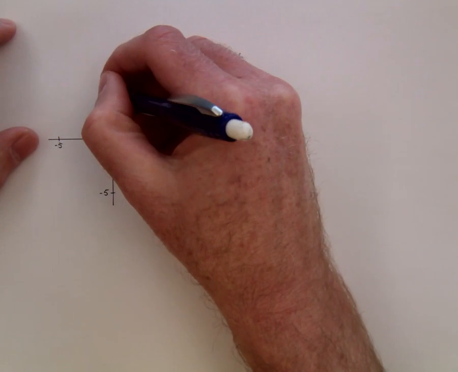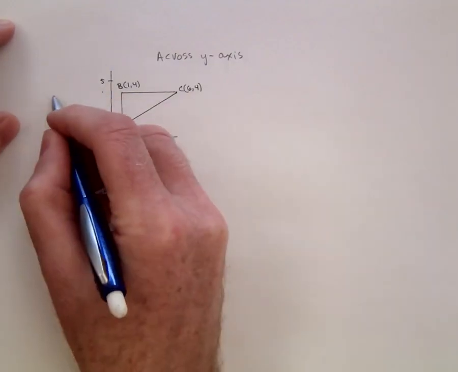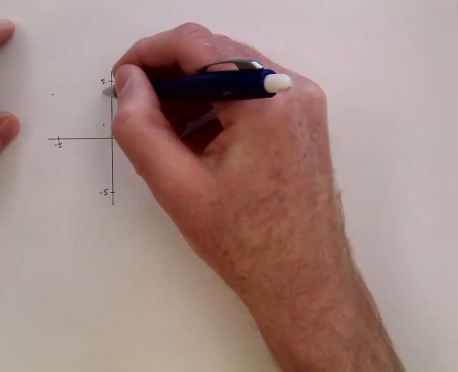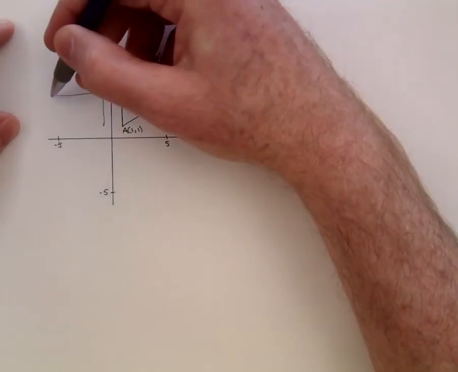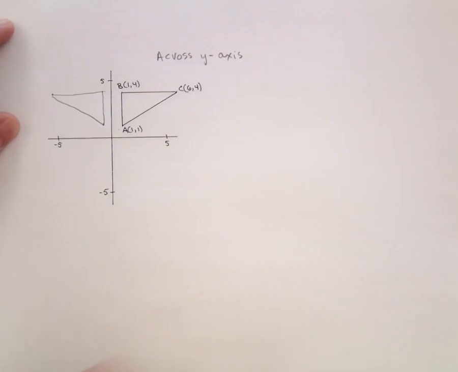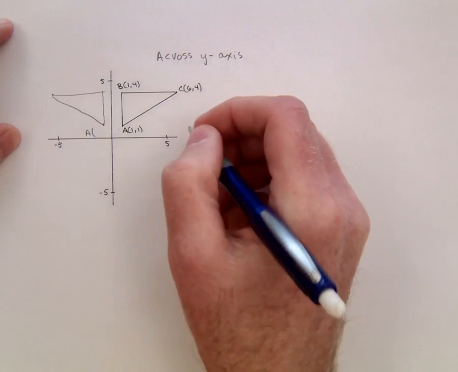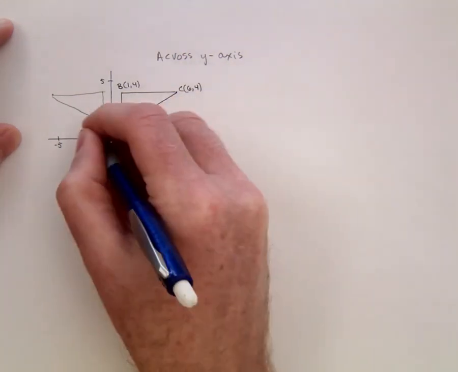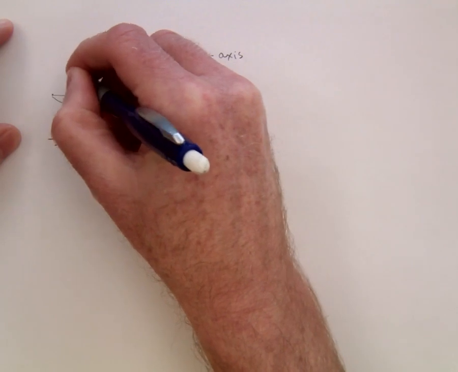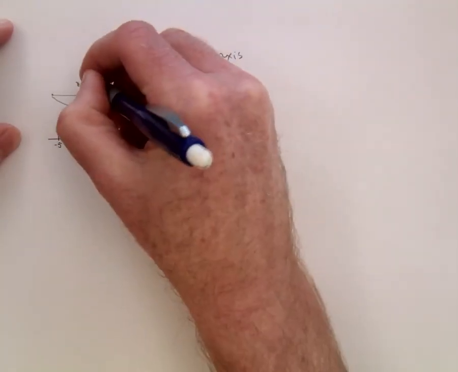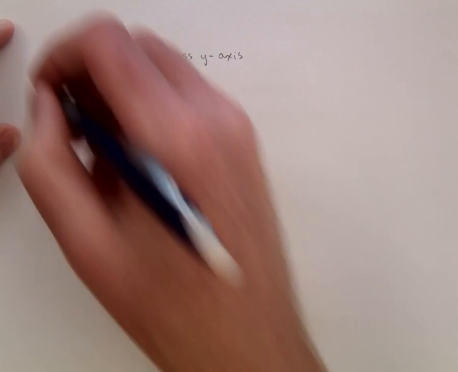Similarly, we can go across the y-axis. And it works in like fashion. In that case, what we did was to change the sign on the x-coordinate, leave the y-coordinate alone. So A would have its image A prime at negative 1, 1. Image of B would be B prime at negative 1, 4. And the image of C would be C prime at negative 6, 4.